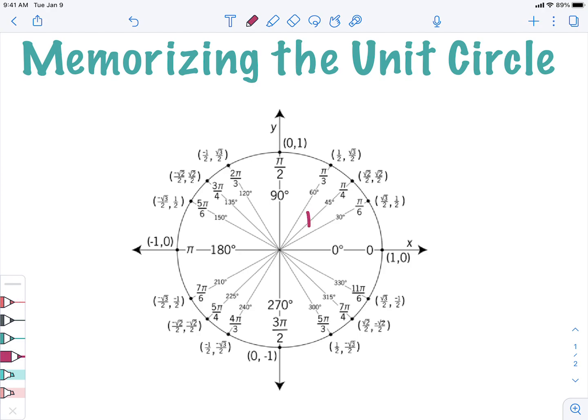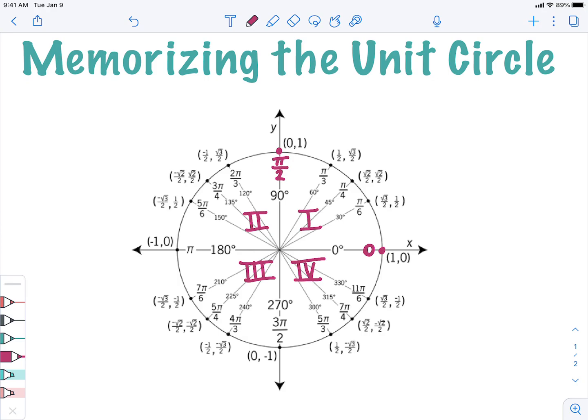So if we look at the first quadrant, remember 1, 2, 3, 4. We know the original point, our starting point, is 0. We know all the way at the top we have pi over 2.